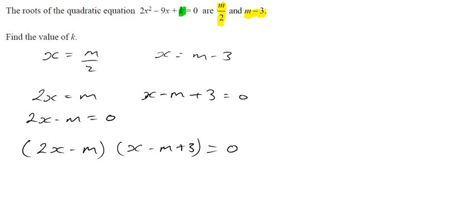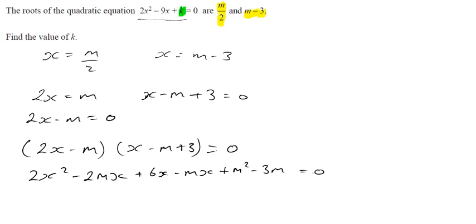So if I expand those brackets, I'm going to be able to compare terms because I've got what the equation is, and that must be the same over here. So 2x times x is 2x squared. 2x times minus m is minus 2mx. 2x times plus 3 is plus 6x. Minus m times x is minus mx. Minus m times minus m is plus m squared. And minus m times 3 is minus 3m. And all of that equals 0.